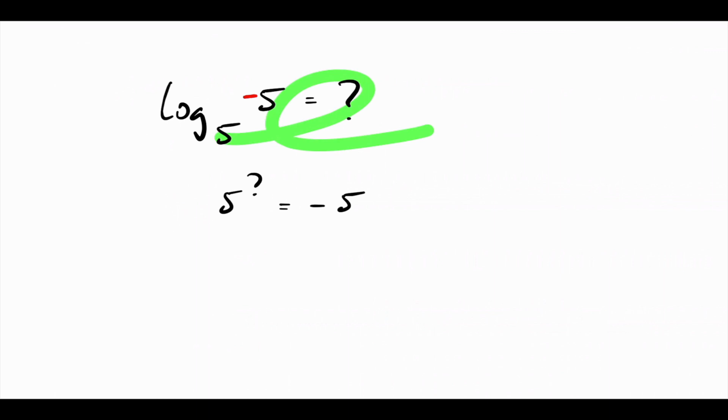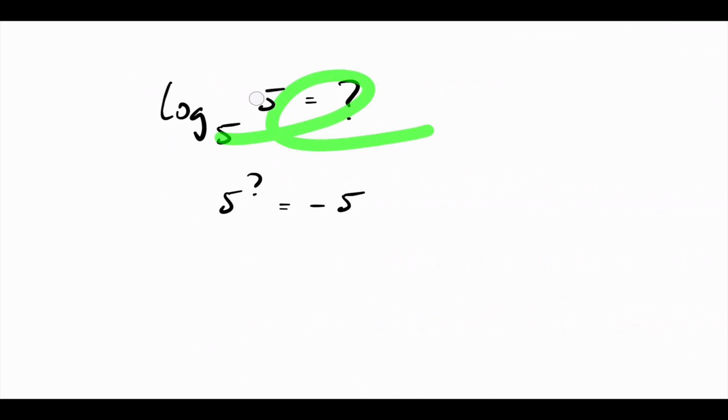What power makes it negative 5? Would a negative power make it negative 5? No, right? A negative 1 power means I move it to the bottom. It doesn't change the sign. The answer is there is no number. There is no power that I can put here that would give me a negative answer. Powers don't change signs. Powers either make the number really big or really small, but they don't change signs, right?